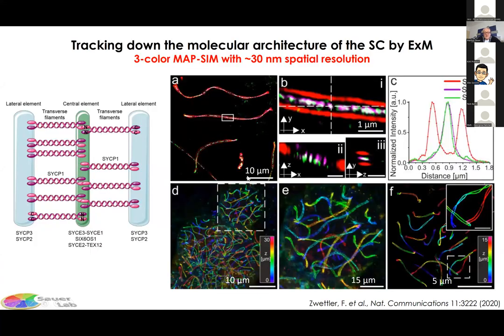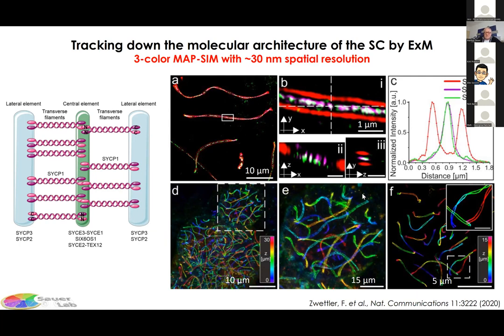This allows you, of course, to label 3 different proteins here: a lateral element, a central element protein, and a transversal filament protein, in this case with antibodies for the N-terminus. And in fact, for the central element and the N-terminal end of the transversal filament, the protein signals overlay in a 3-color, 3-fold expanded structured illumination microscopy image.